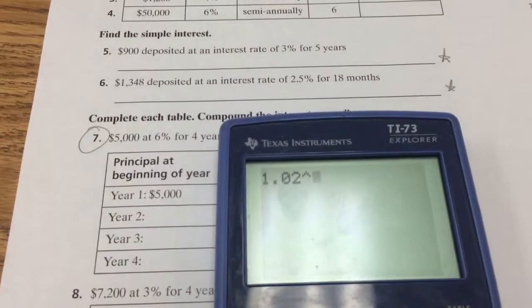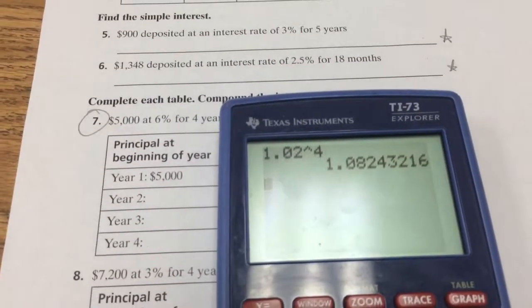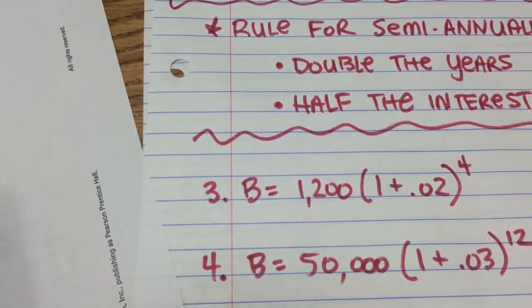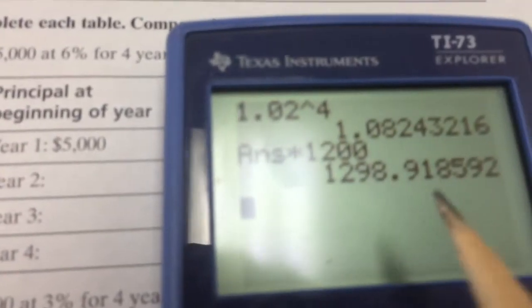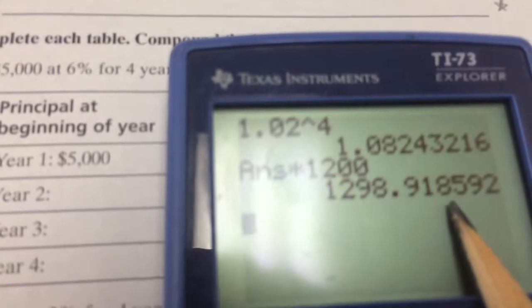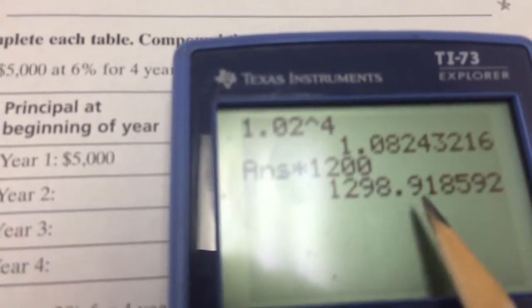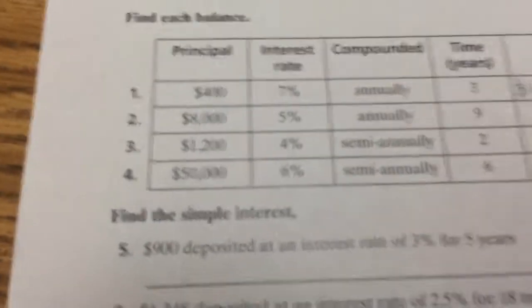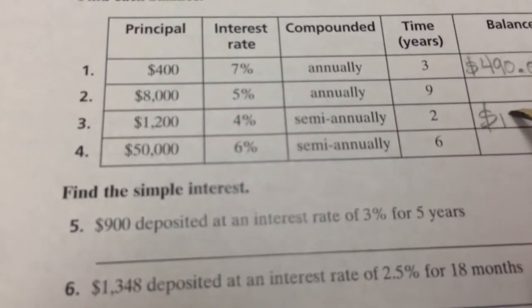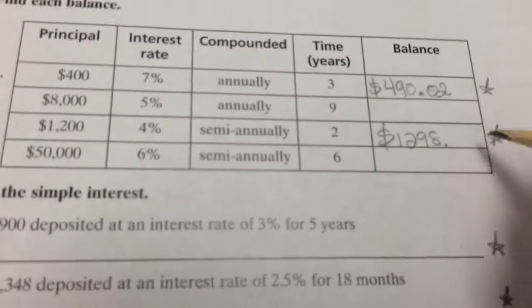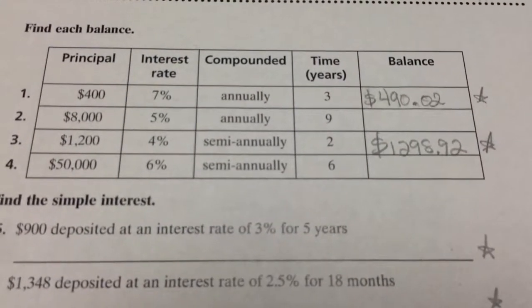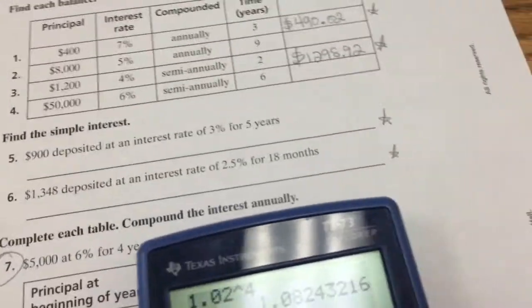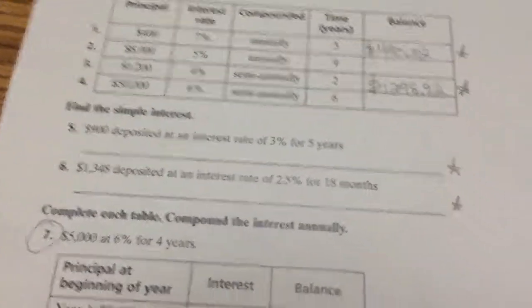1.02 raised to the power of 4 gives me that number. And I'm going to multiply that by 1,200. And I get this number, 1,298.918, so it looks like 1,298.92. Let's write that in. 1,298.92 is my answer. Now, with these two solved, you should be able to do the rest. Let's jump down to number 5 and 6. Number 5 and 6 say to find the simple interest.